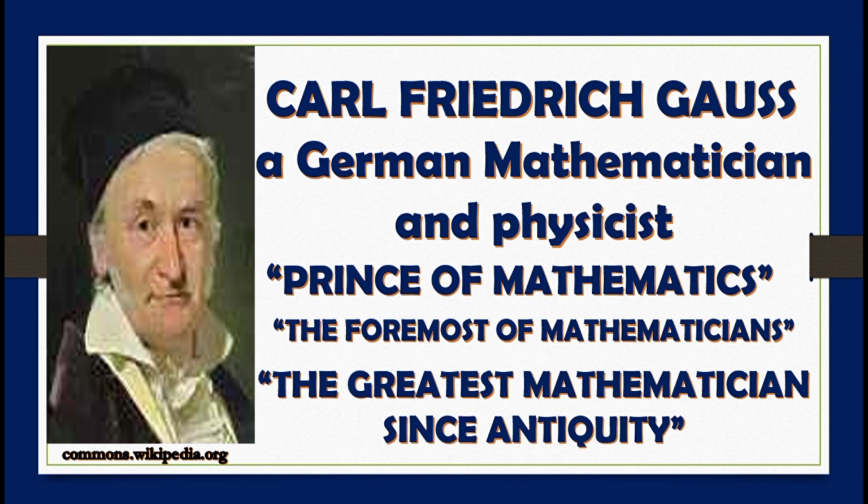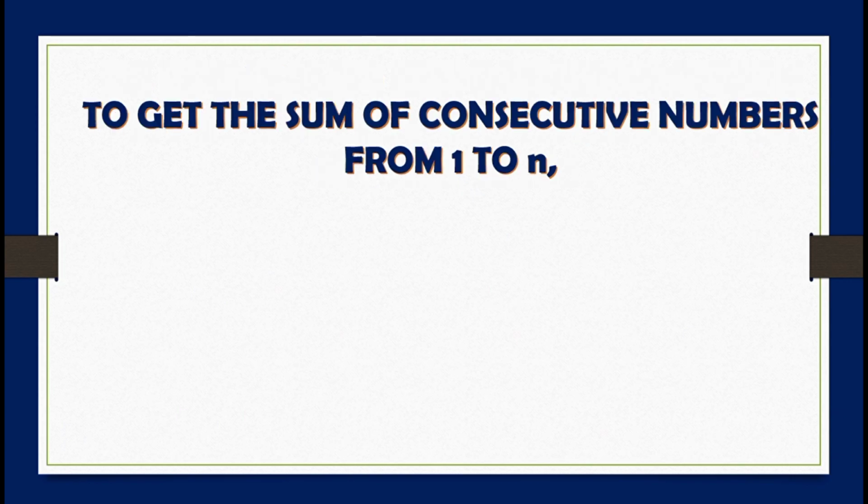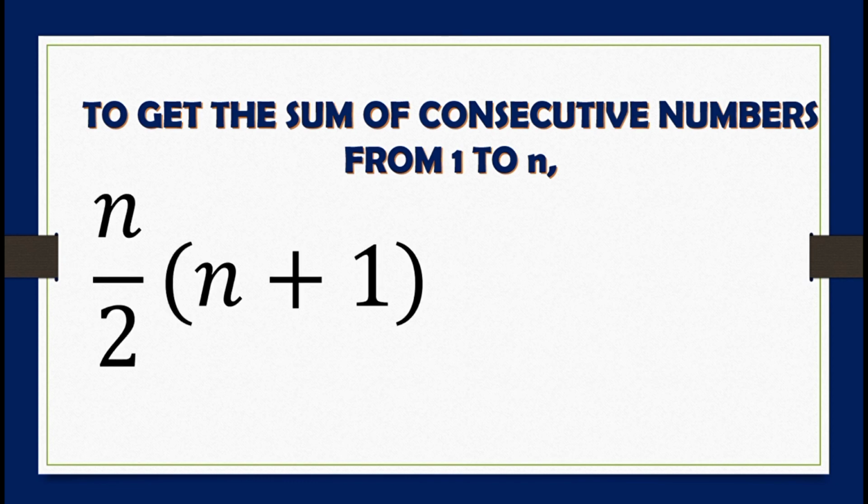In a popular story, during his primary school years, Carl misbehaved, and his teacher, J.G. Büttner, gave him a task to add counting numbers from 1 to 100. The young Carl found the correct answer. He was able to use the Gaussian pattern method using the pairwise addition of terms from opposite ends. And to get the sum of consecutive numbers from 1 to n, we can derive using the expression n over 2 times quantity n plus 1.